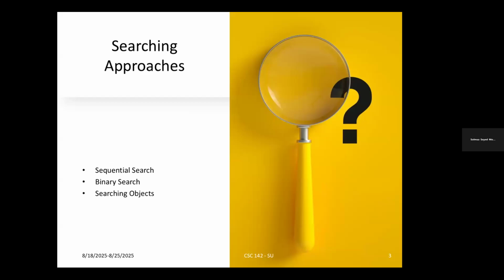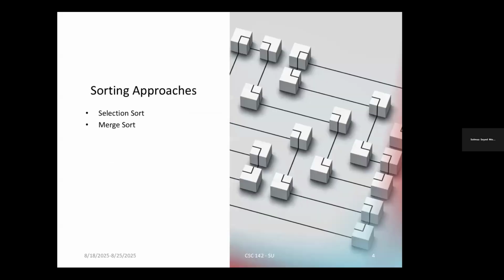We have different searching approaches: sequential search, binary search, and searching objects. And for sorting, we are going to cover two kinds of sort: selection sort and merge sort.